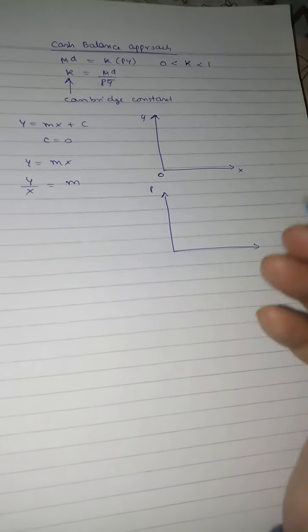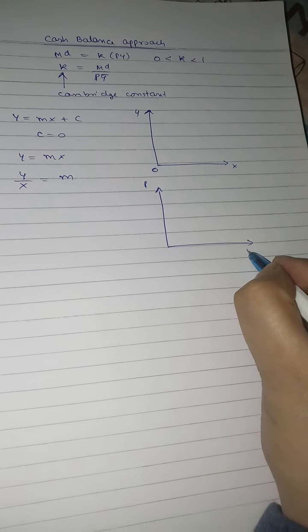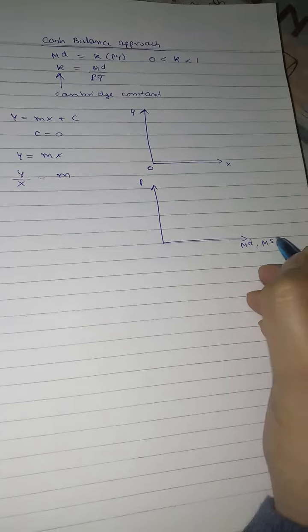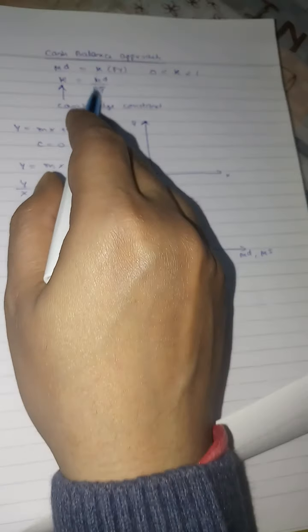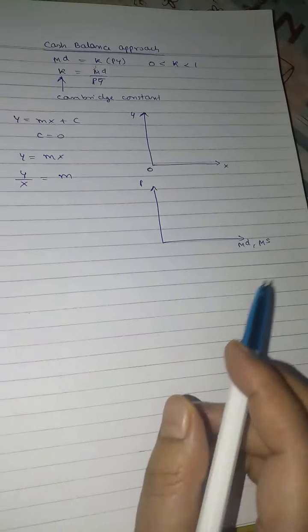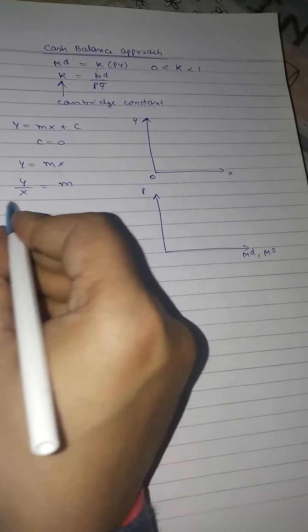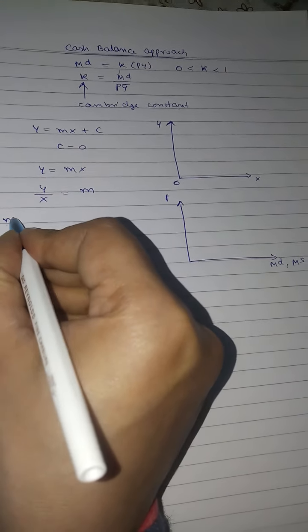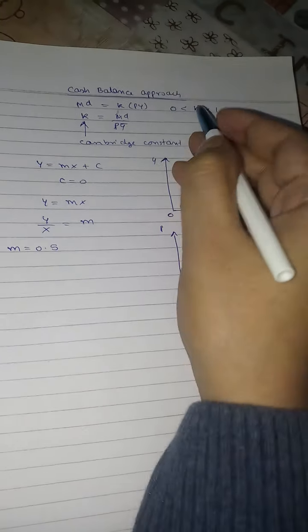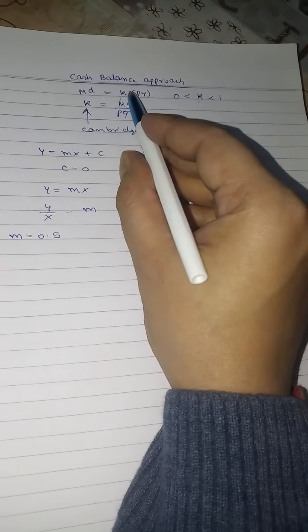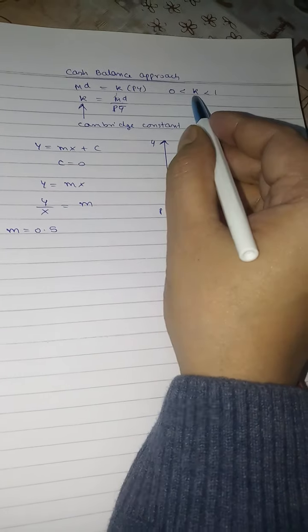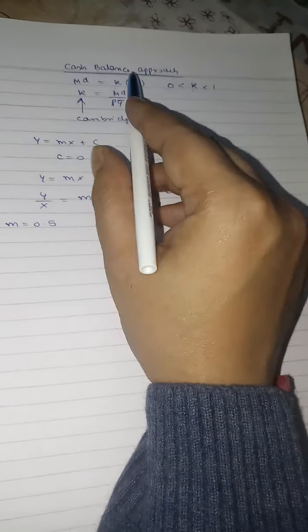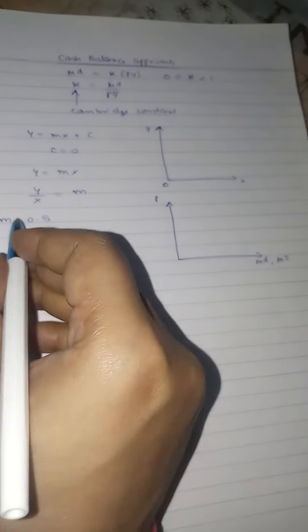I'm taking price level here, and money demand and money supply here. I'm only looking at a proportional relationship between money demand and price level. Look at this example. Suppose m equal 0.5. Since my money demand will be a proportion of your value of output, it cannot be equal to 1, it must be between 0 and 1 in the cash balance approach. I'm taking this so that you can associate with that example.